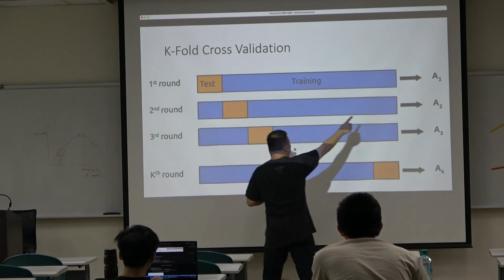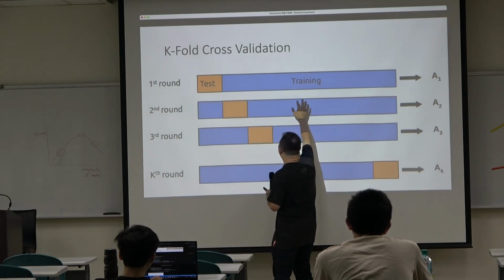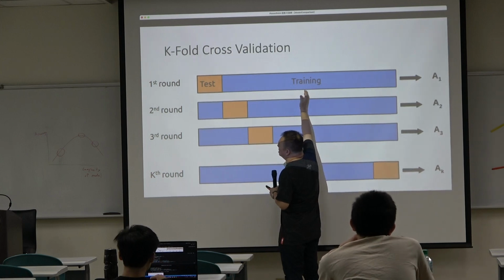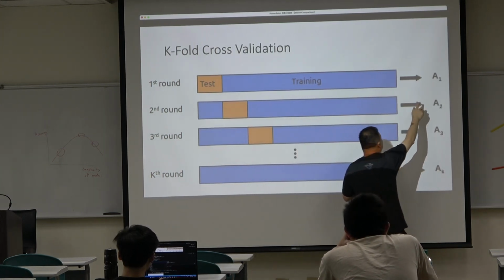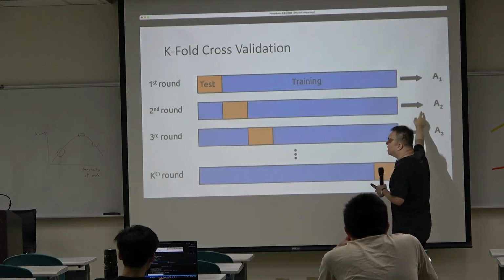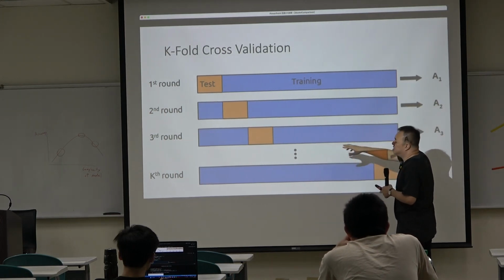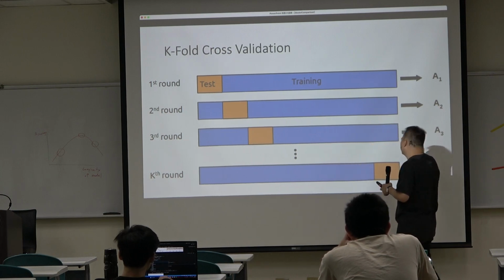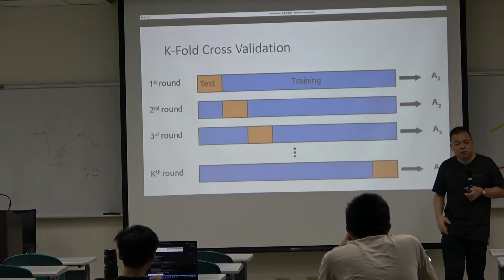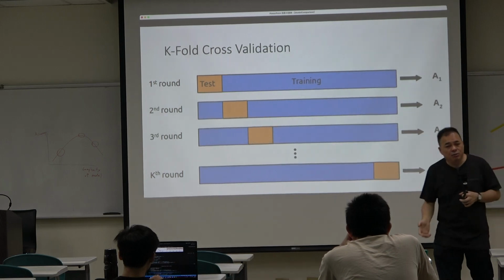Okay, this A1 is the model you obtain from this training data set, and then you use this test data set to see the accuracy. That's A1, and so on. And the third round, you use the third subset as a test data set, and the remaining data set as training. So you can do this for k rounds, right?